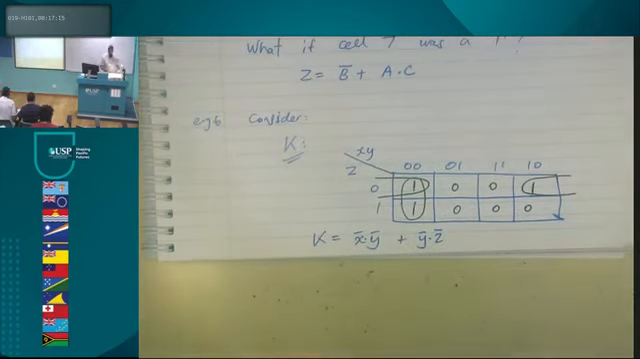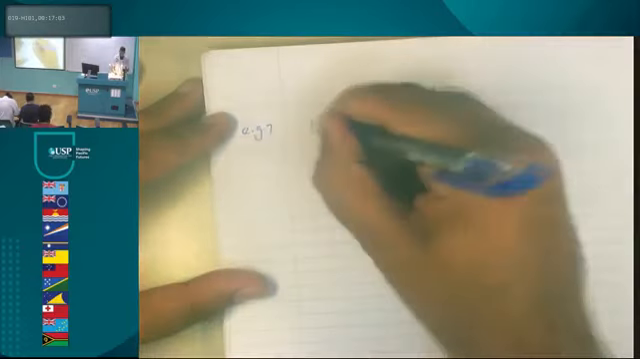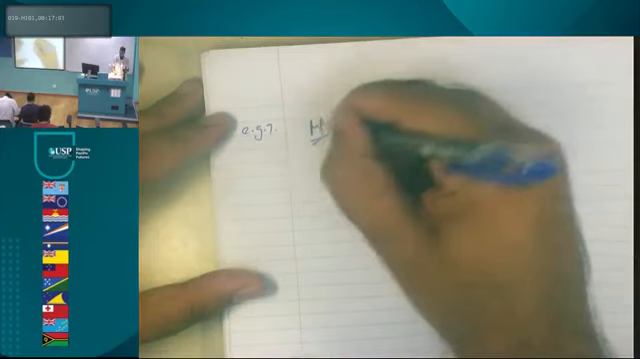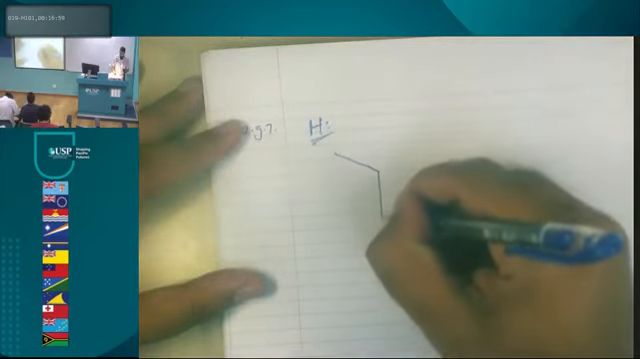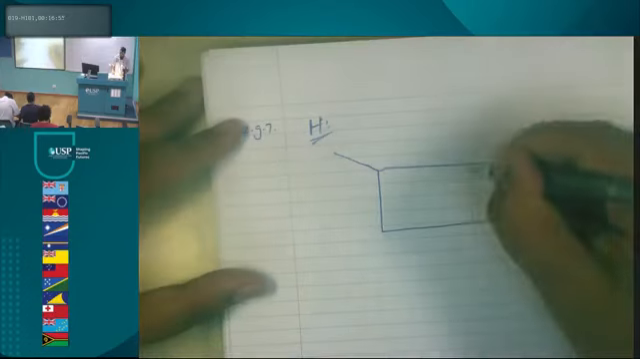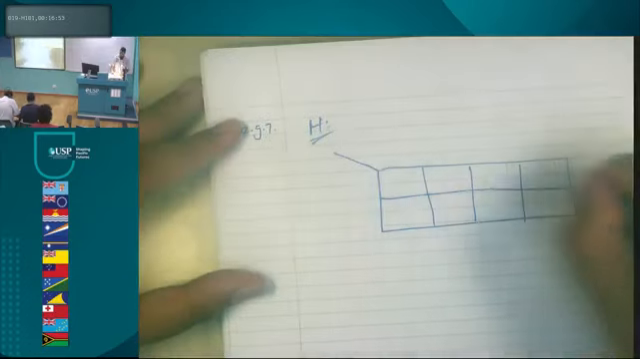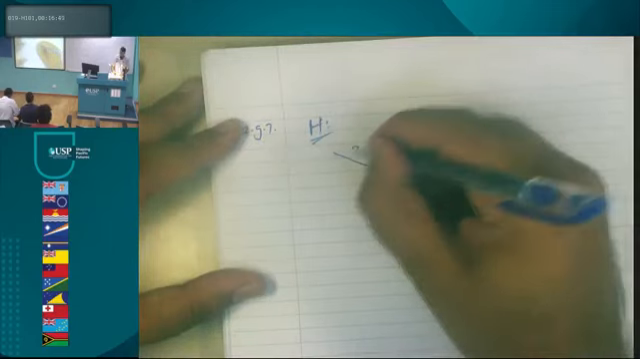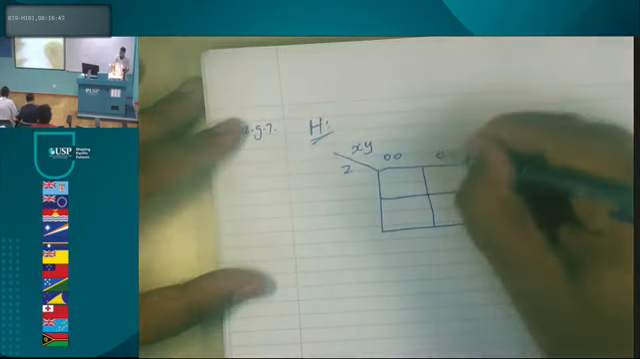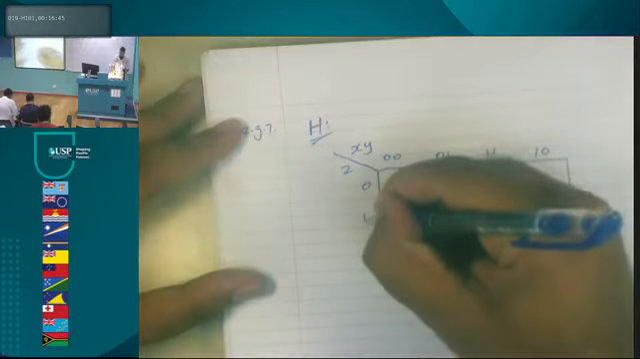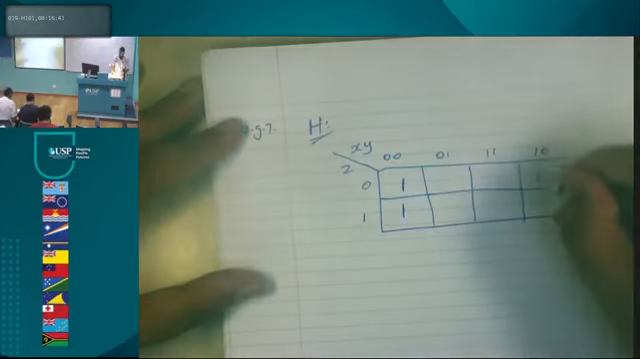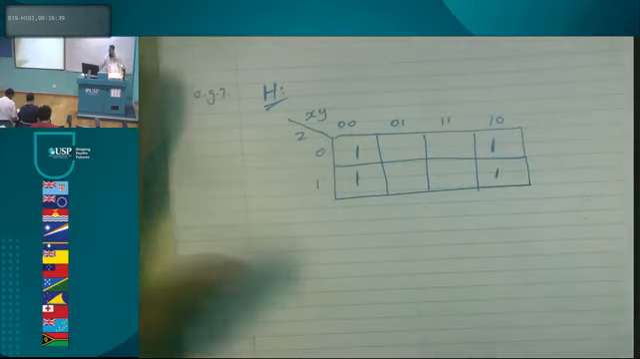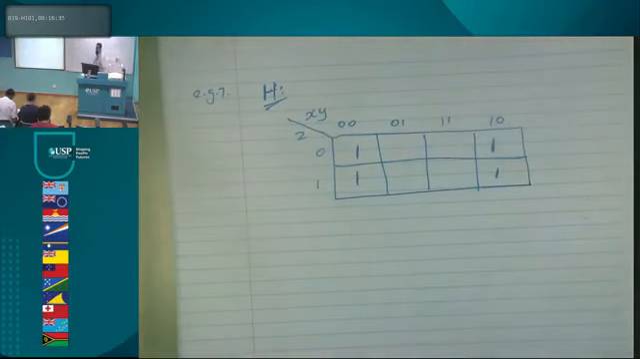I want to give you another example. Consider system H, and let's finish off these 3 by 3 ones, and then we go. So we have X, Y, Z, 0, 0, 0, 1, 1, 1, 1, 0, 0, 1, and let us say we have 1 over here, 1 over here, 1 over here, 1 over here. Now, naturally, what a lot of the students who are not able to visualize this would have done.